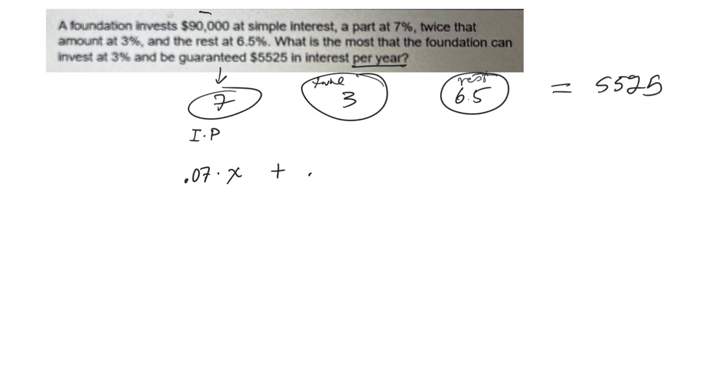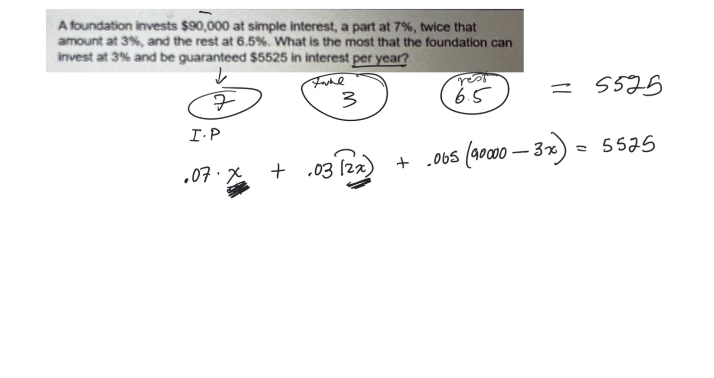Plus, the next one would be 0.03, and they say this time that they're putting twice as much in at 3%. And so if I put x in at 7%, then I've got to put 2x in at 3%. Plus, then they say they put the rest of the money in at 6.5%. So 0.065 times the rest of it, which would be the 90,000 that you started with, minus this and minus that. So if you subtract an x and a 2x, you're actually subtracting 3x. Okay, and I want to know when that's going to be equal to that.